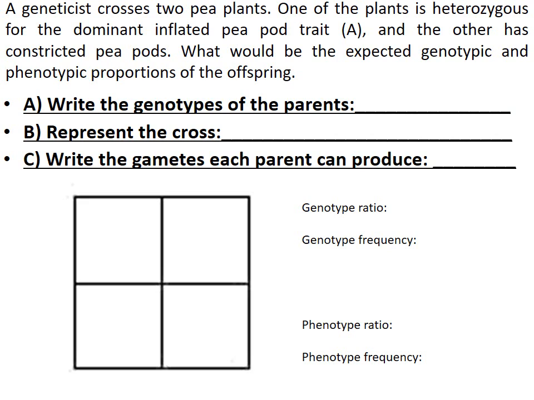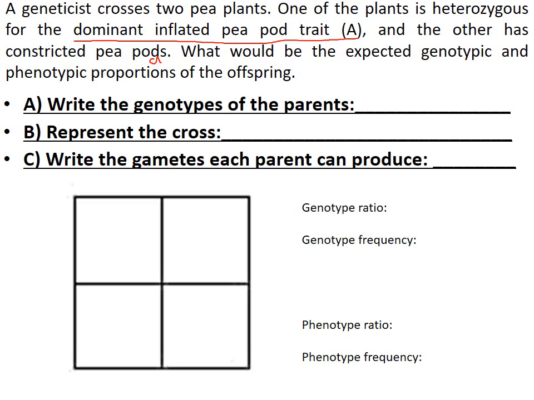So we'll do an example together here. A geneticist crosses 2 pea plants. One of the plants is heterozygous for the dominant inflated pea pod trait, and the other has the constricted pea pods. So in this question, I know inflated pea pod is dominant, and constricted must be recessive, because it told me that the other one is dominant. So I'll give that allele A. What would be the expected genotypic and phenotypic proportions of the offspring?